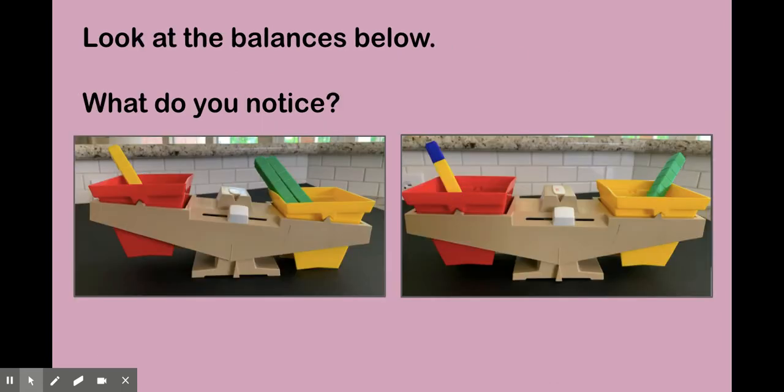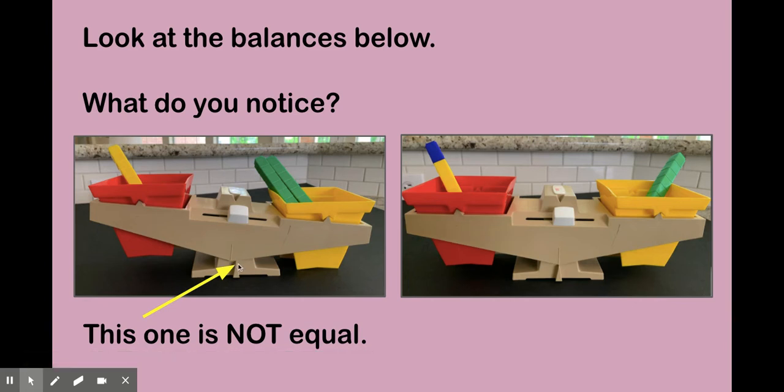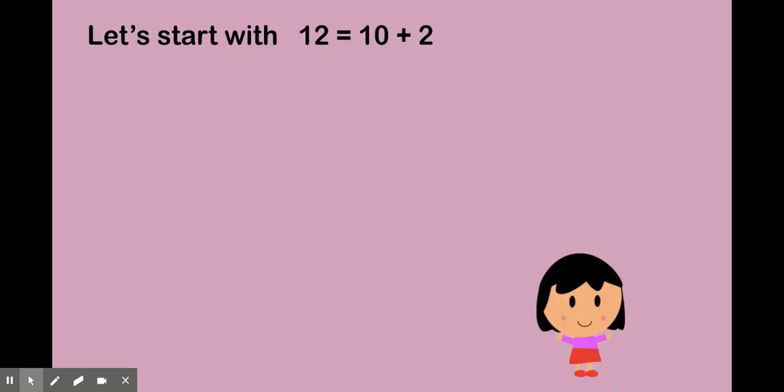So looking at these balances, what do we notice about these two? Well, I notice on this first one that it's not equal because look, the triangle and the line don't match up, because this side's heavier than this side. I can see that there are more cubes on this side than here. So this one's not equal, but this one is because they've lined up. I see that it has the same amount of cubes here as we do here because they're balanced. They've equaled out.